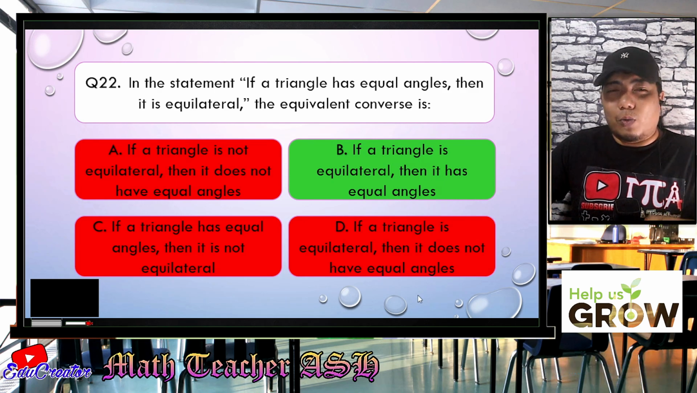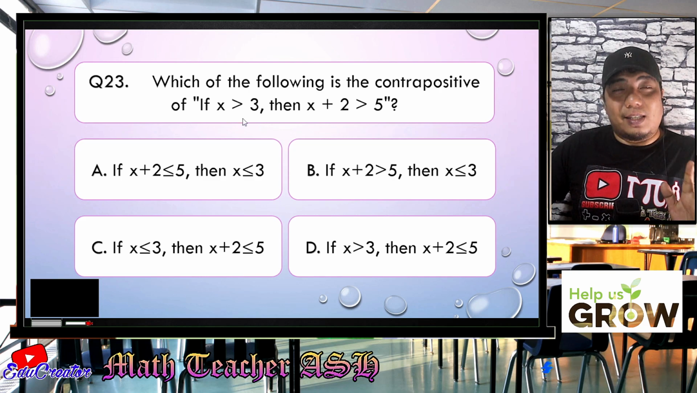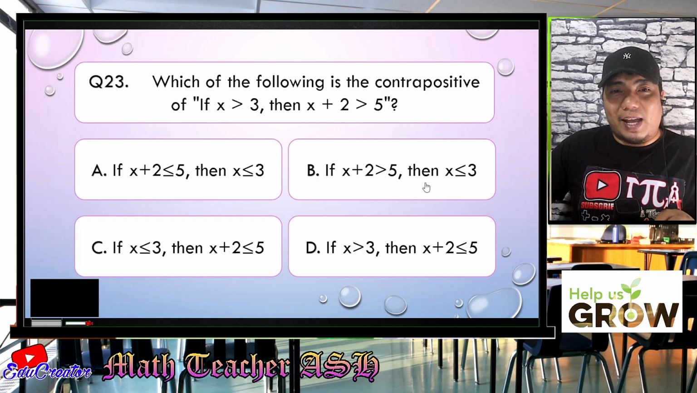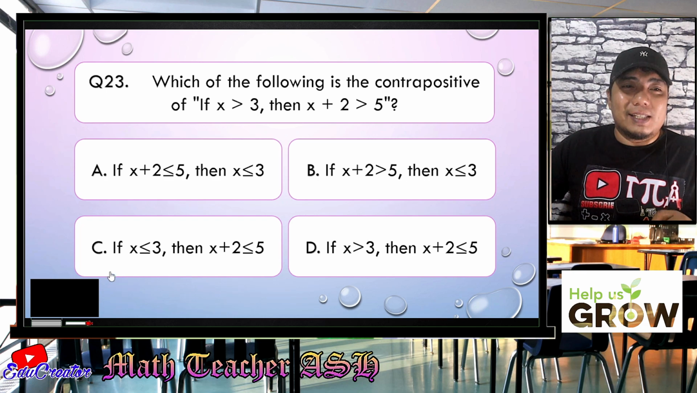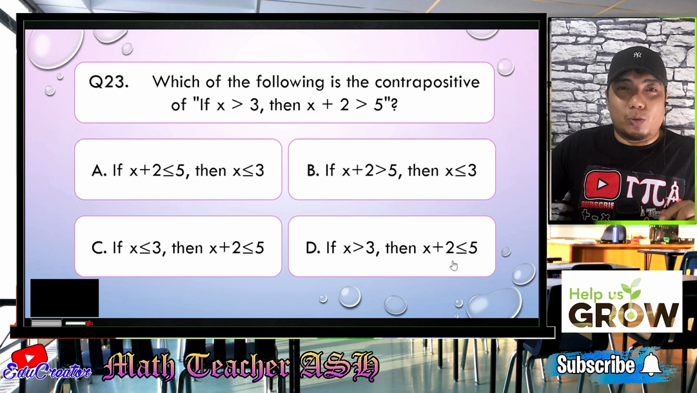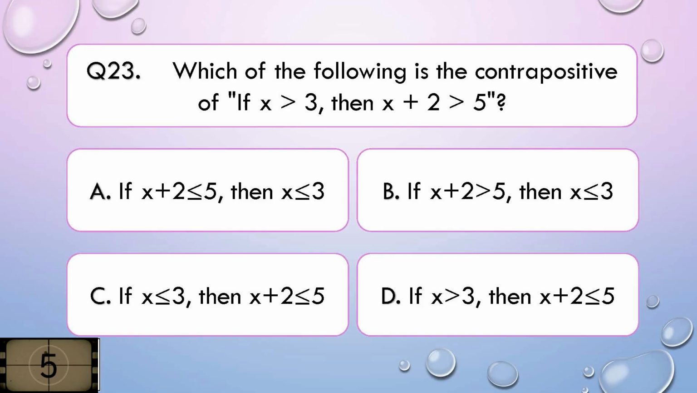Now let us go to question number 23. Which of the following is the contrapositive of if x is greater than 3, then x plus 2 is greater than 5? A. If x plus 2 is less than or equal to 5, then x is less than or equal to 3. B. If x plus 2 is greater than 5, then x is less than or equal to 3. C. If x is less than or equal to 3, then x plus 2 is less than or equal to 5. Or letter D. If x is greater than 3, then x plus 2 is less than or equal to 5. I'll give you 5 seconds to think about your answer.